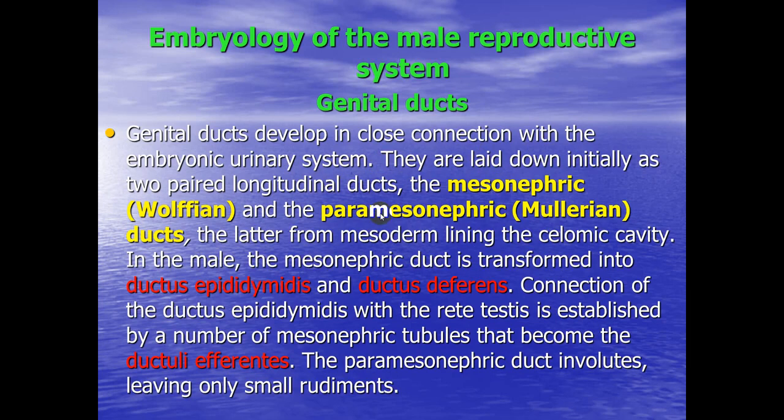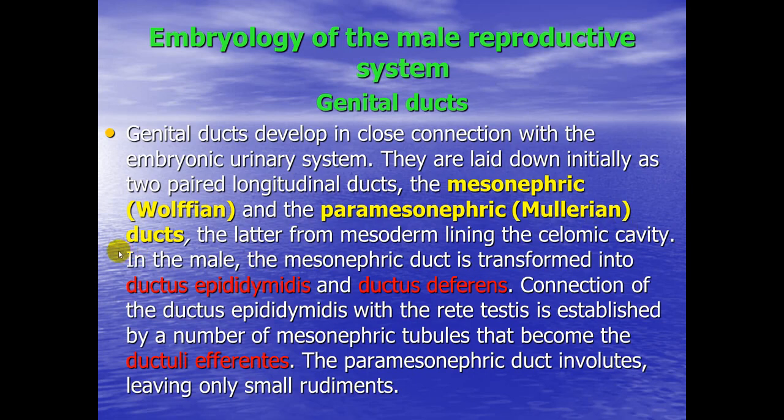So, if the Y chromosome is absent, there is no SRY gene, no sex-determining factor. In this case, the development of the indifferent stage of the sex organs will go the way of the female reproductive system. And in this case, the mesonephric duct will obliterate, but the paramesonephric Mullerian duct will undergo further development.